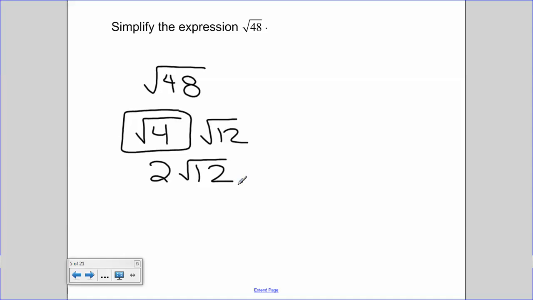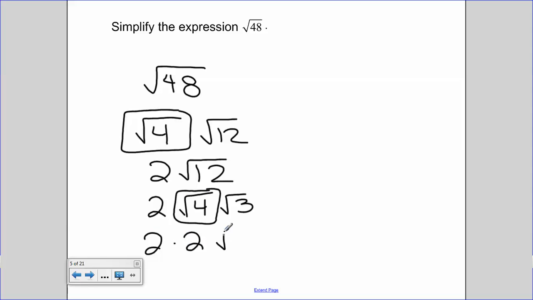Is there a number from our list that goes into 12? Yes. Look at your list. What number goes in? Doesn't 4 go into 12? Yeah. Okay. So let's break 12 down. I'm just going to bring the 2 down. 12 we know is 4 times 3. And I picked 4 because it's a perfect square, correct? What is the square root of 4? 2. So I had a 2 already. Square root of 4 is 2, so I have another 2. Radical 3. 2 times 2 is 4. Radical 3.